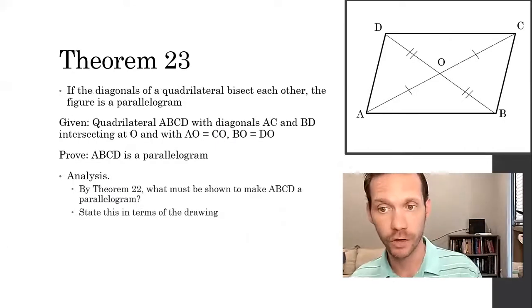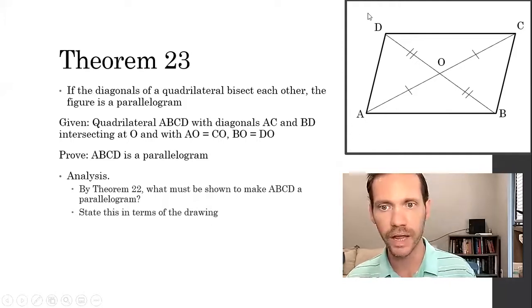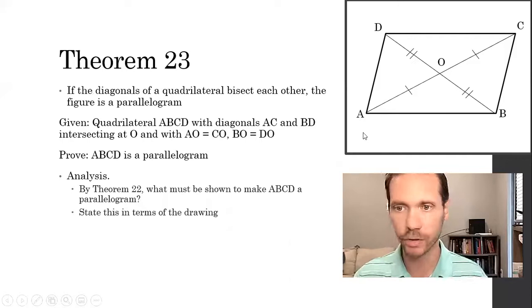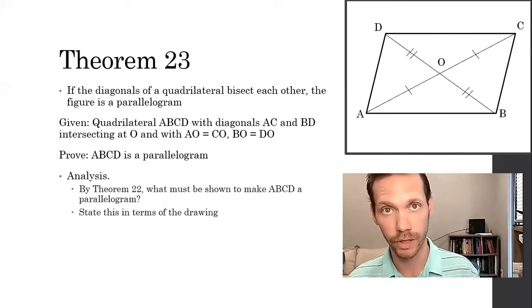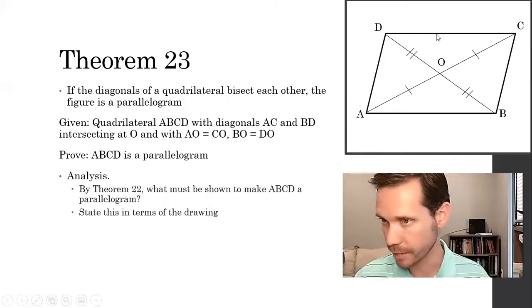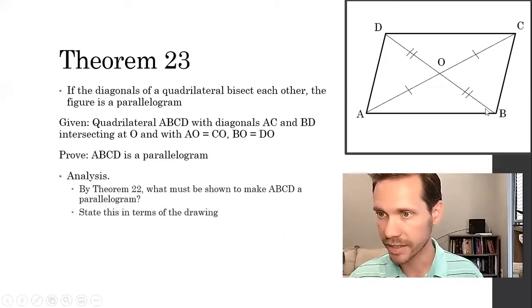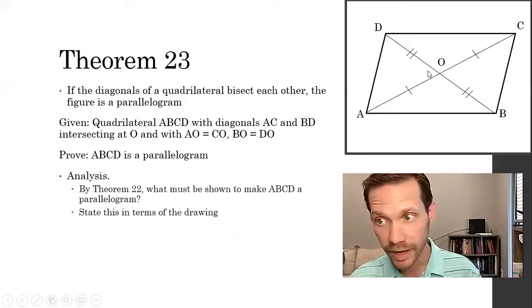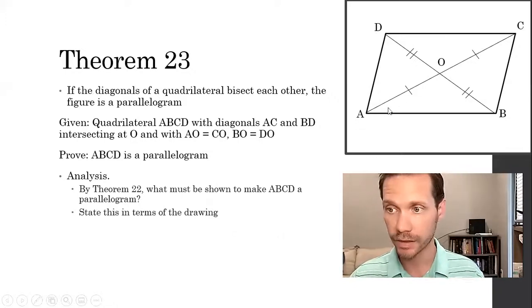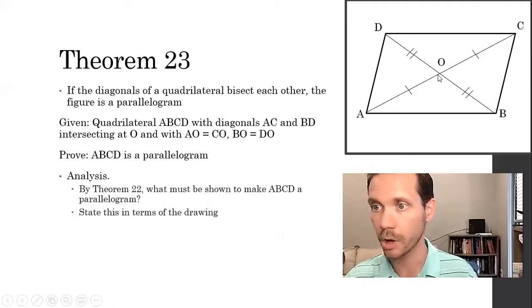Let's finish up on Theorem 23. Now here we have, once again, a quadrilateral ABCD. If the diagonals inside bisect each other, then you can show that this is a parallelogram. So how are we going to do that? We're going to take the given that ABCD is a quadrilateral. We have these diagonals, AC and BD, intersecting here in the middle at O, such that they bisect, so that AO is equal to OC and BO is equal to OD.